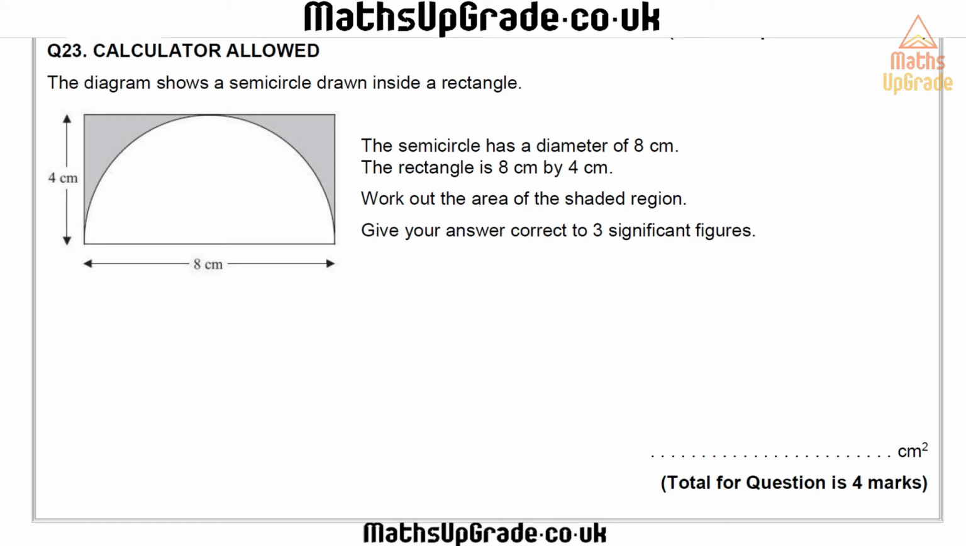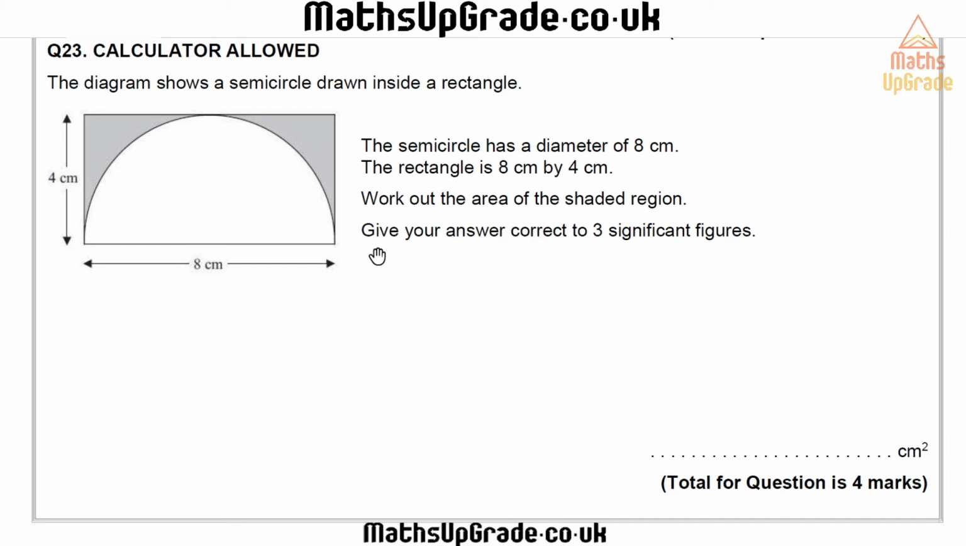Okay, question 23. The diagram shows a semicircle drawn inside a rectangle. The semicircle has a diameter of 8. The rectangle is 8 by 4 centimeters. Work out the area of the shaded region. Give your answer correct to 3 significant figures.